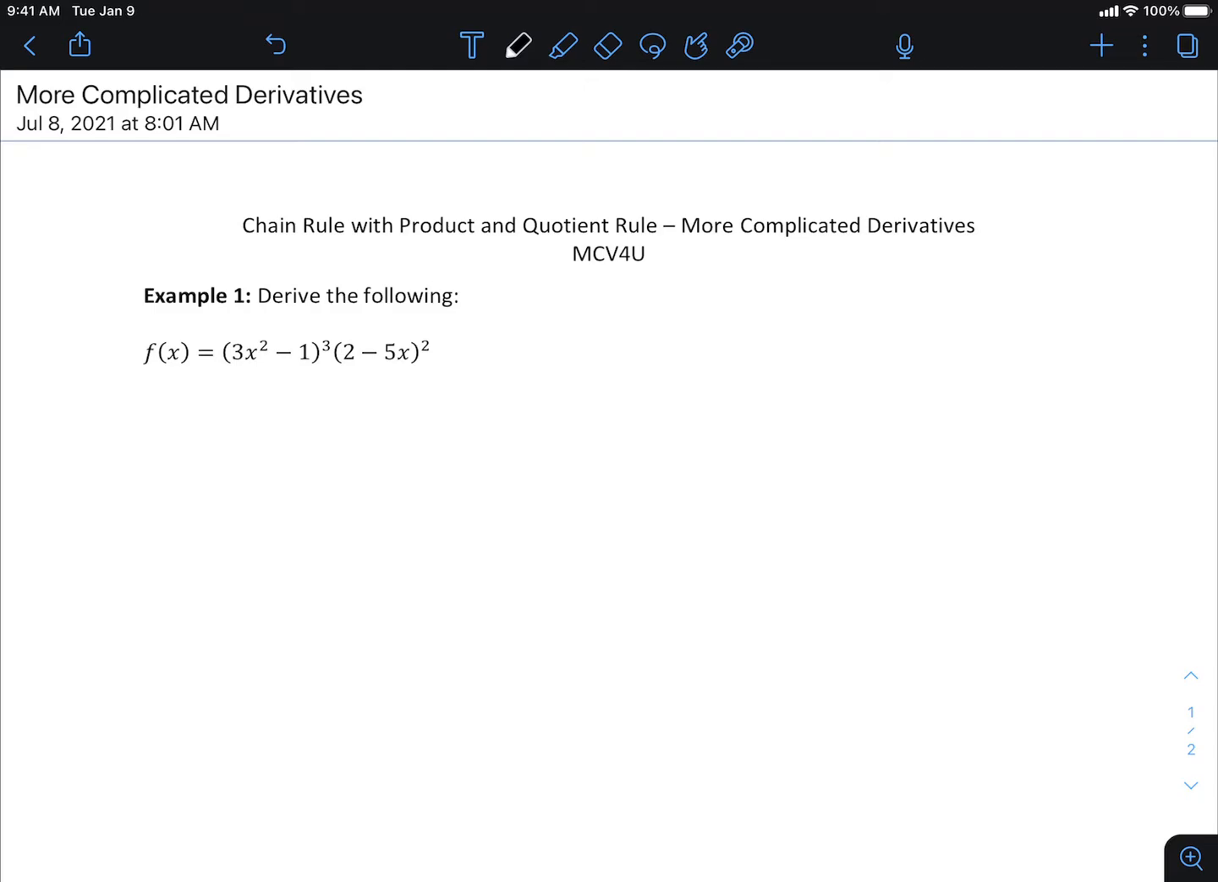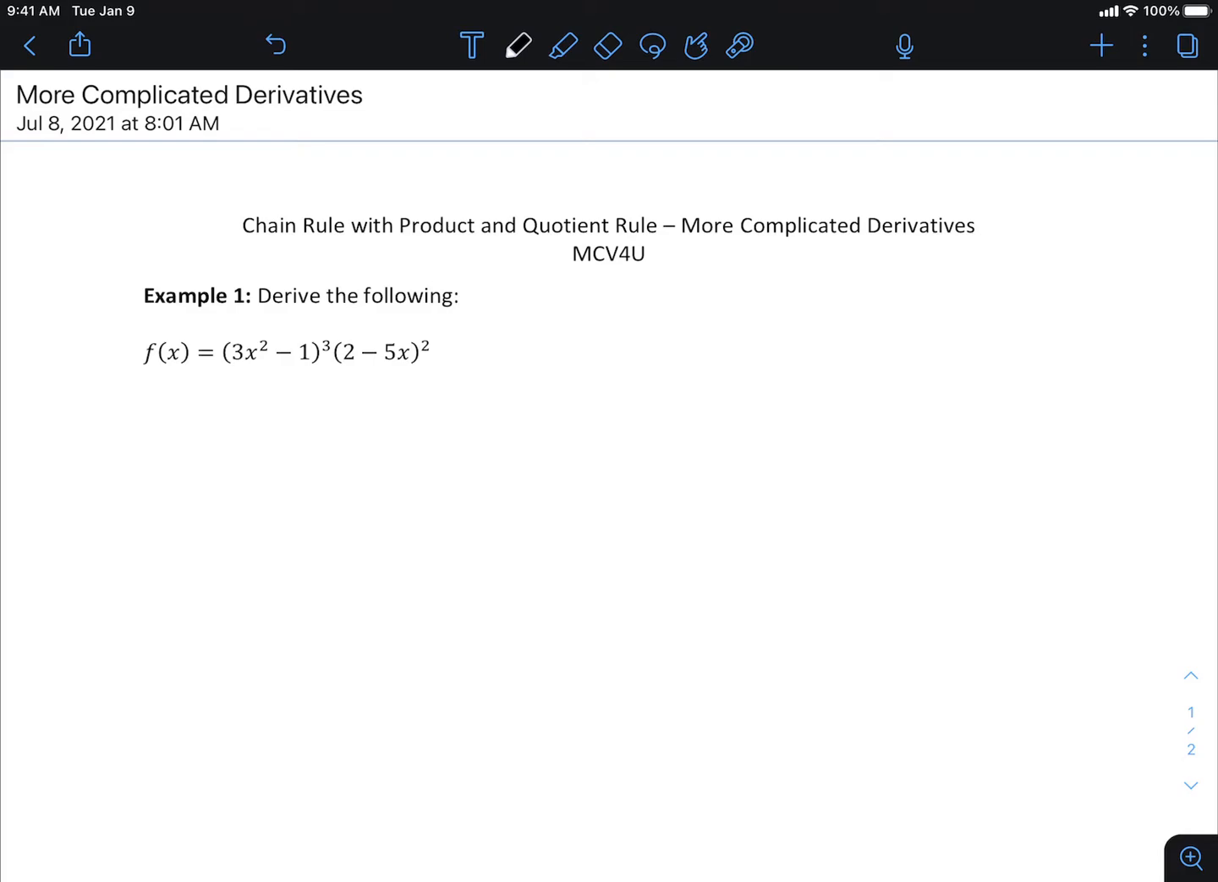All right, guys. So taking a look at this lesson, what we're going to see in this particular lesson is a little bit more complicated in terms of actually calculating the derivative. And it's because we are going to see chain rule appear within product and quotient rule. So it's almost like derivative laws inside of derivative laws, right?